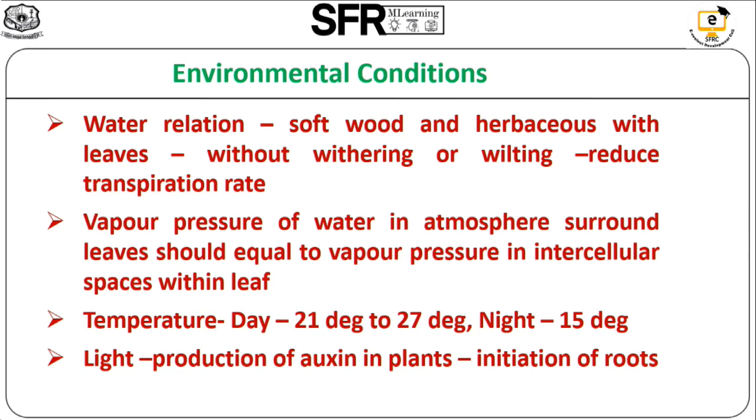Then the temperature: in daytime it should be 21 to 27 degrees, and at night 15 degrees. Then the light, which is important for the production of auxin in plants, and that alone will initiate the root. So the most important thing when you are keeping the cutting of the stem, whether hardwood, semi-wood, herbaceous, or whatever, is that it should get enough light so more auxin is produced. Then only the root will be initiated.